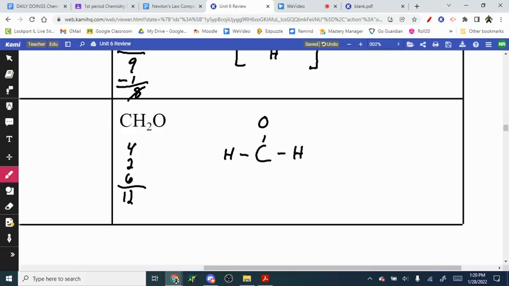Put our bonds. We've so far used 6 valence electrons. We have 6 left. So we fill in oxygen, 2, 4, 6. We've used all our valence electrons. Carbon is still not happy. So we erase one of these on oxygen, put a double bond, and we're done.